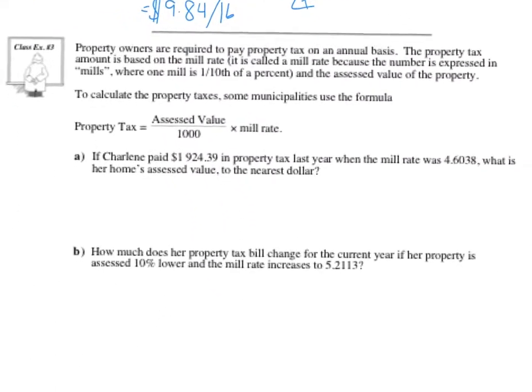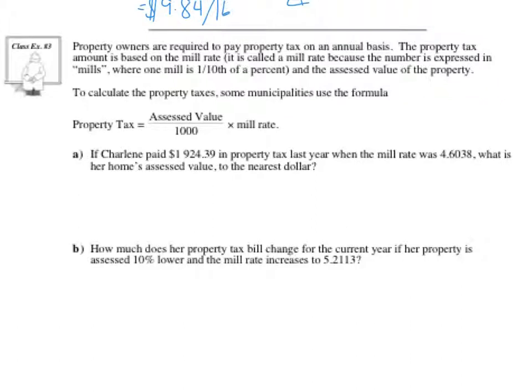All right, last example. Property owners are required to pay property tax on an annual basis. The property tax amount is based on the mill rate. It is called a mill rate because the number is expressed in mils, where 1 mil is 0.1%, and the assessed value of the property. To calculate the property taxes, some municipalities use this formula: the property tax is the assessed value of your home divided by 1,000, multiplied by the mill rate.